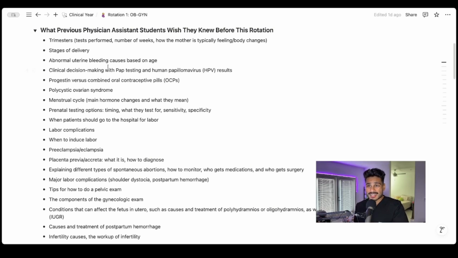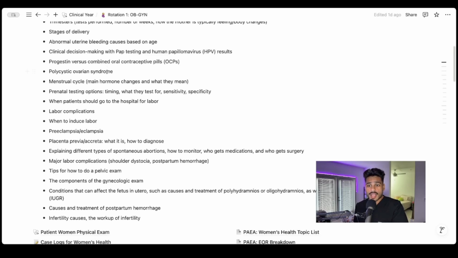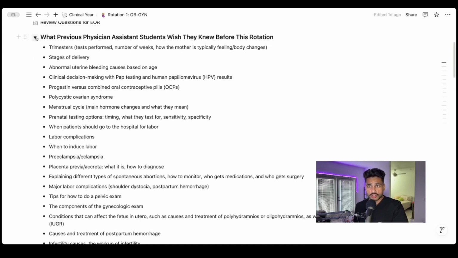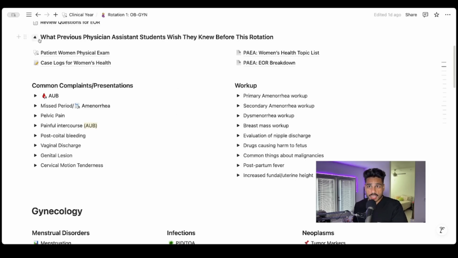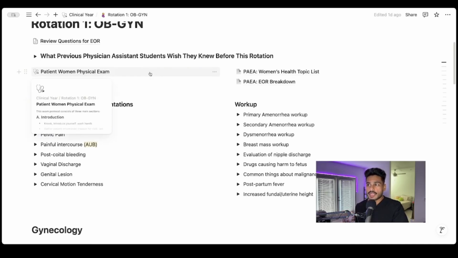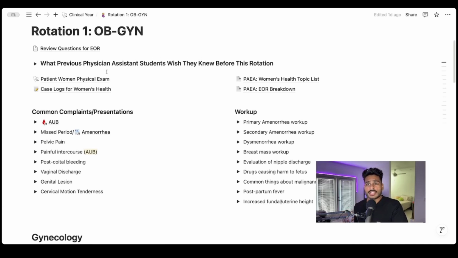And honestly, this way I could make myself accountable whenever I'm going through that, or whenever I went through that rotation. The next thing I have is the most important pages. So as you can see, I have a page for review questions for the EOR, which I'll actually touch on in the later part of this video.